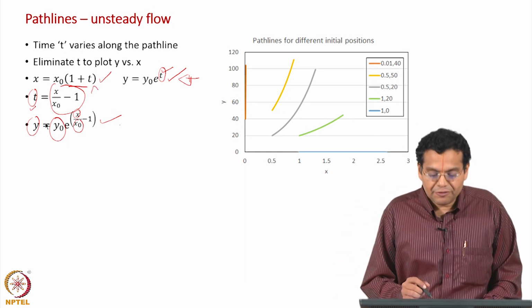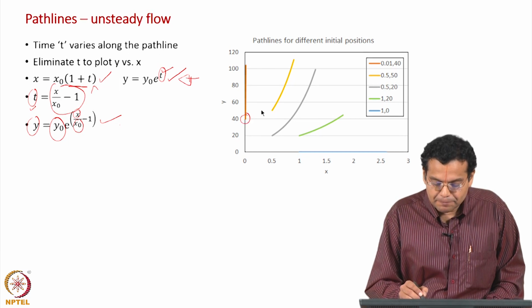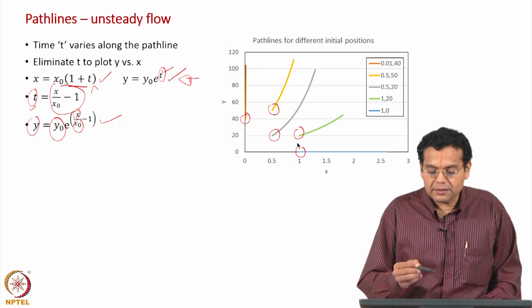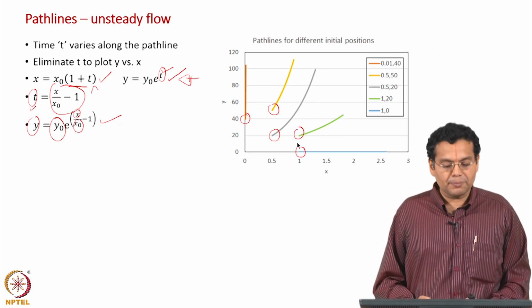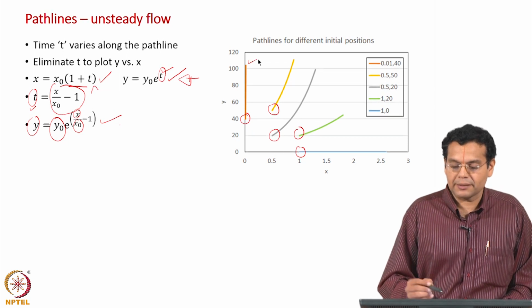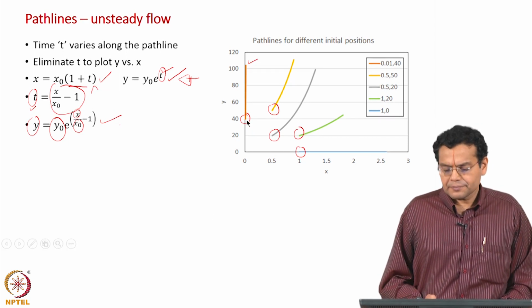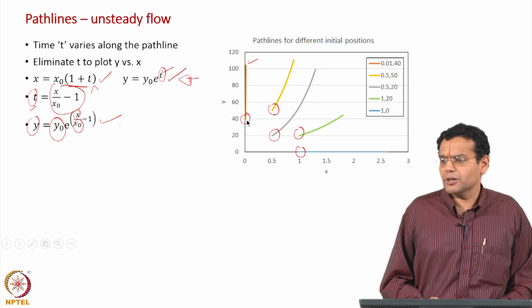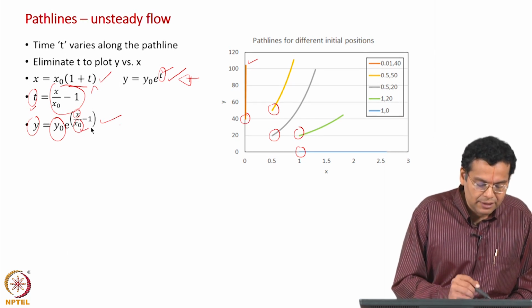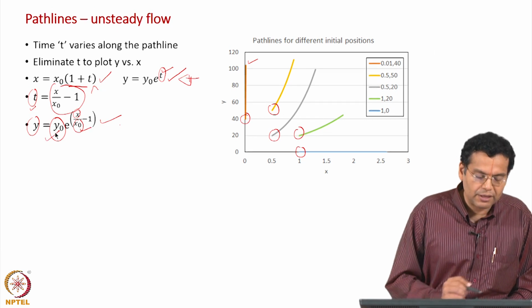I have taken different initial positions x naught and y naught, and then drawn the path lines. How do you plot these path lines? How do you calculate them? Let us take this particular path line. The x naught value is 0.01, y naught is 40. So, I know these values, I know x naught, I know y naught.